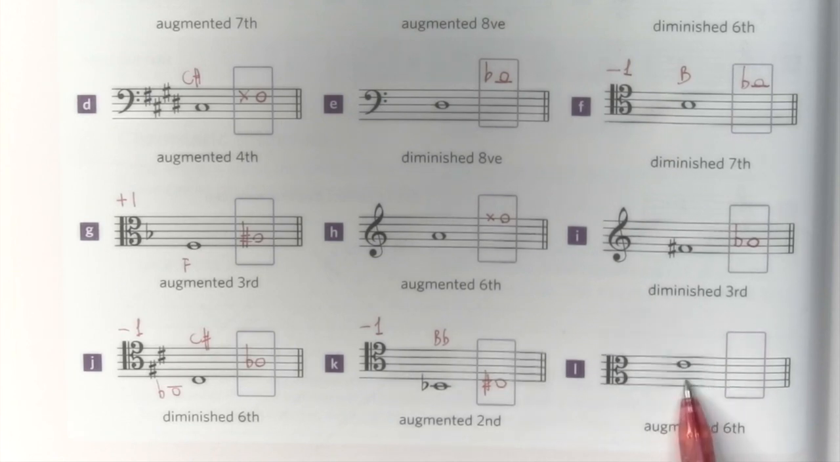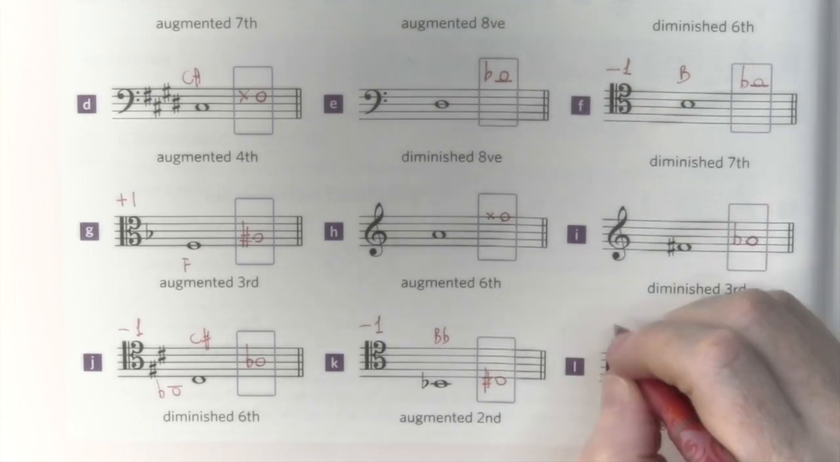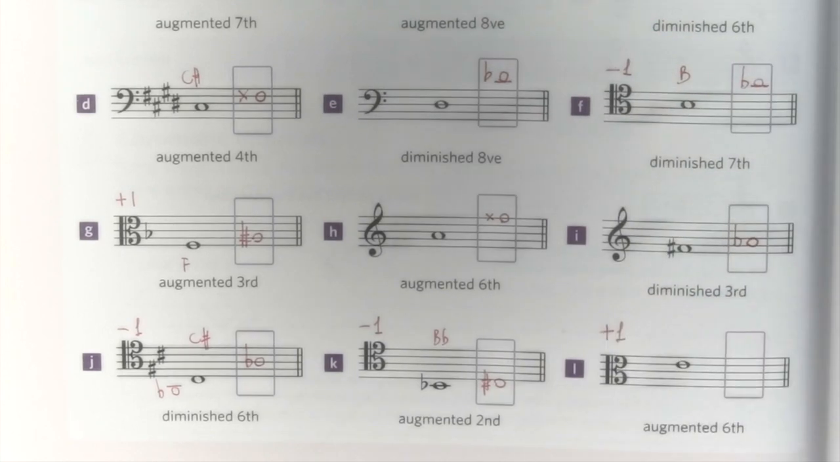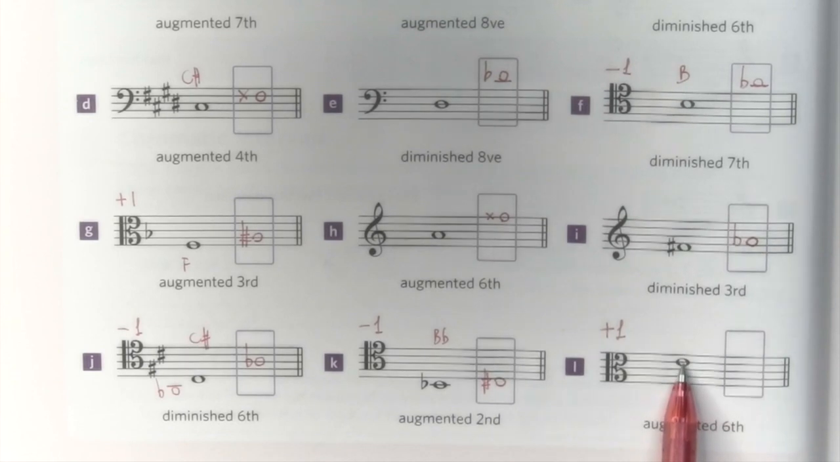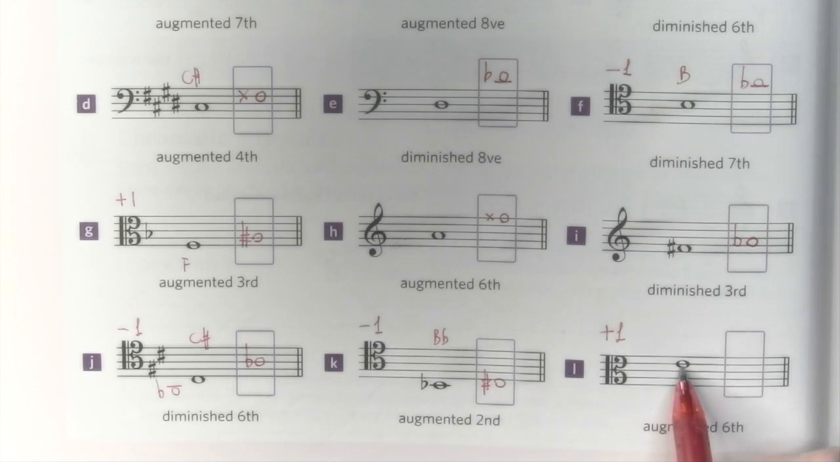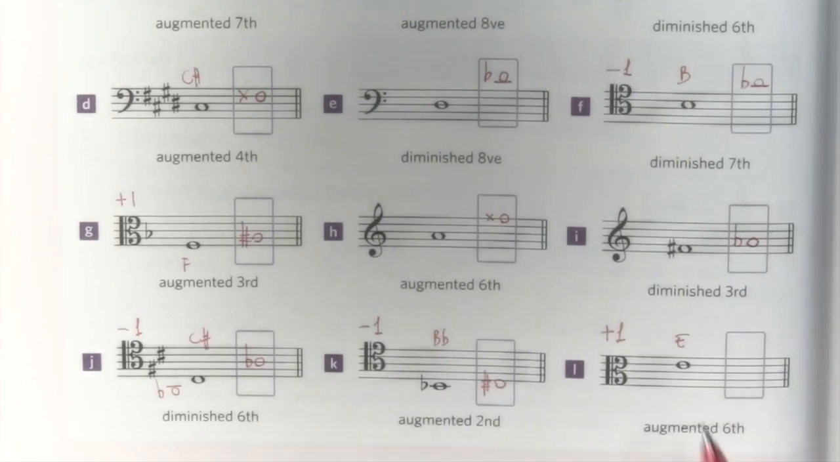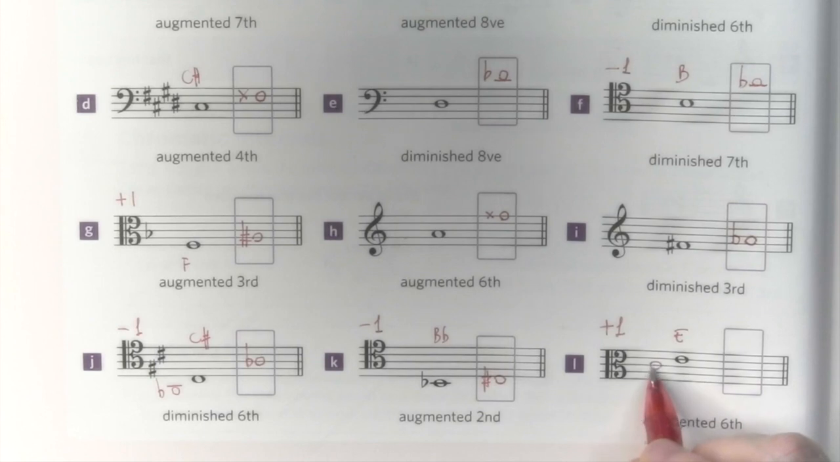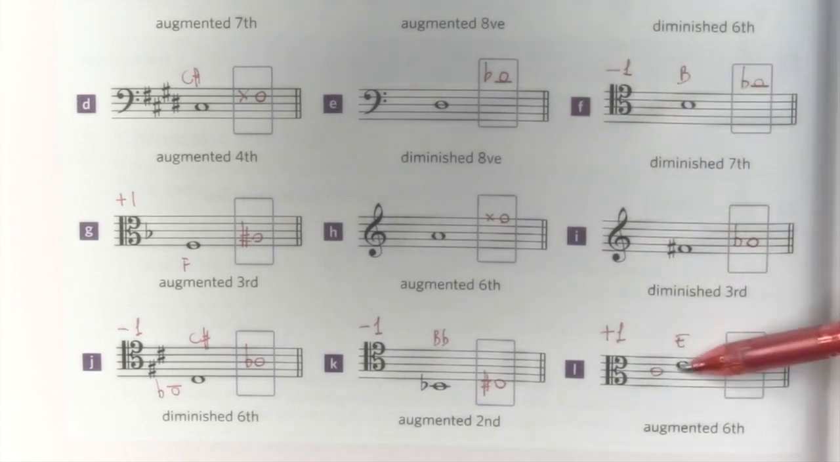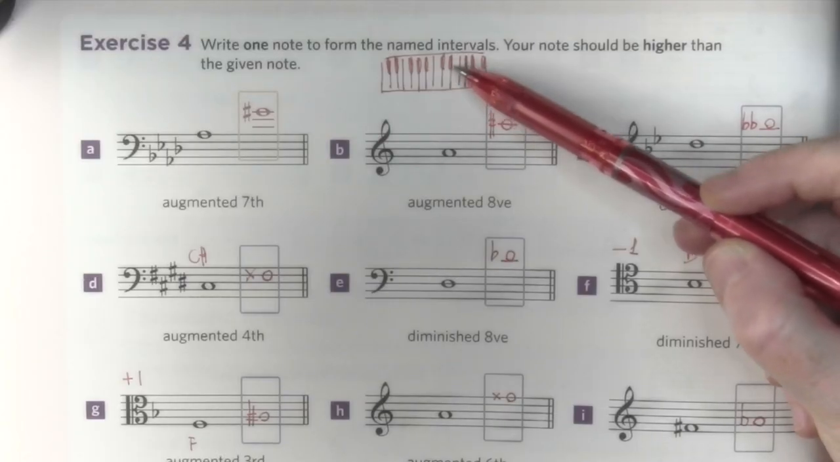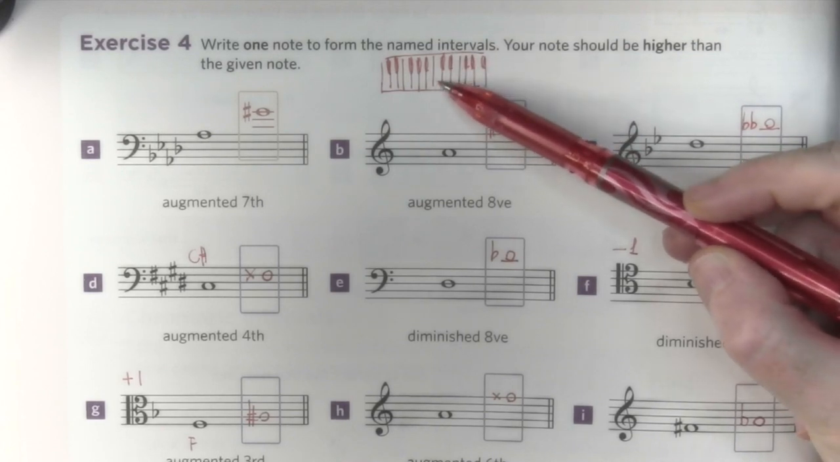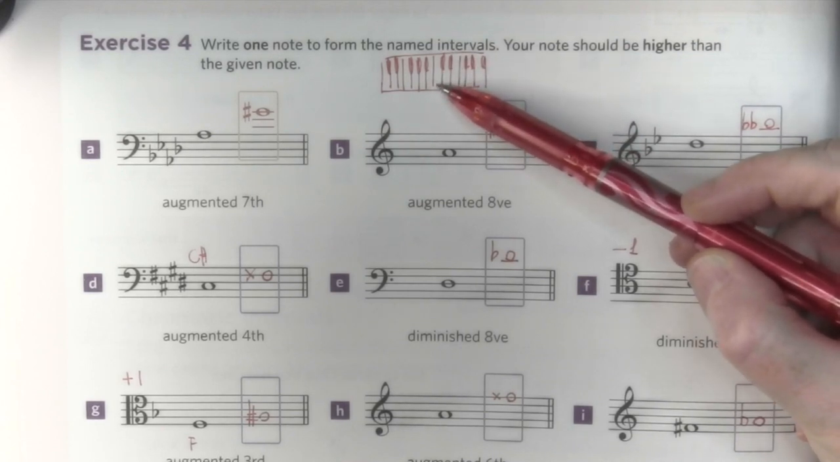Last one, an augmented sixth from mi plus one, mi. Let's find a diminished third down. So this is mi, a diminished third, that will be here, three steps below. A major third is two tones. Let's go to the major third, one and two. Do. Do is a major third.